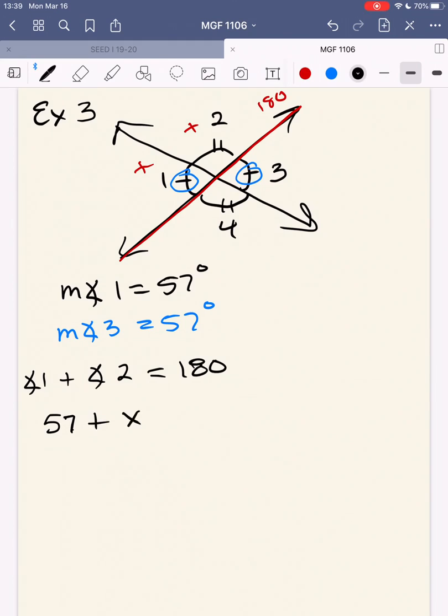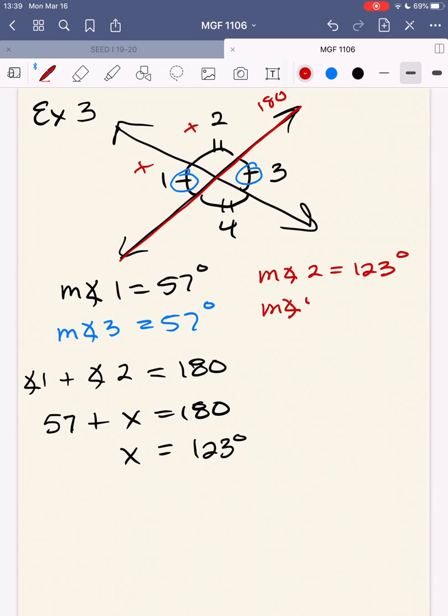Adding it to angle 2, I'm just going to call it a variable, has to be equal to 180. So when I subtract 57 from both sides, I get that is 123. So now I also know that the measure of angle 2 is 123 degrees. And because 2 and 4 are the same, the measure of angle 4 is also 123 degrees.